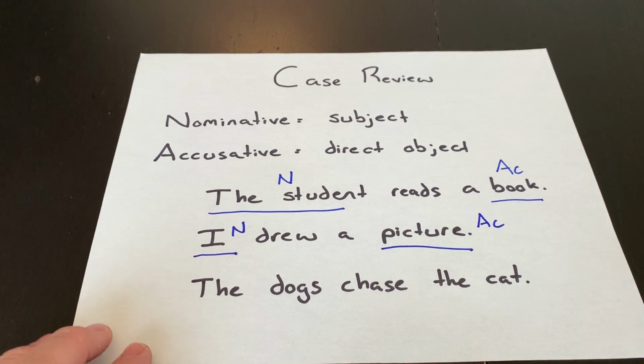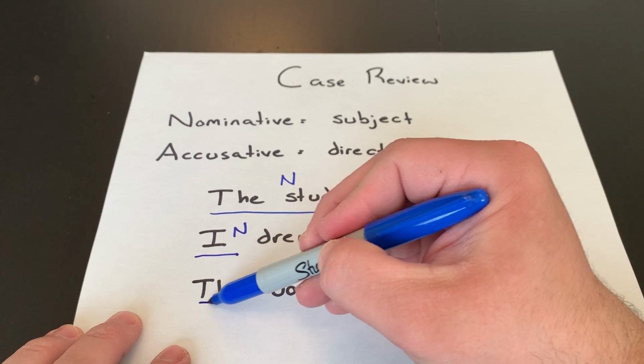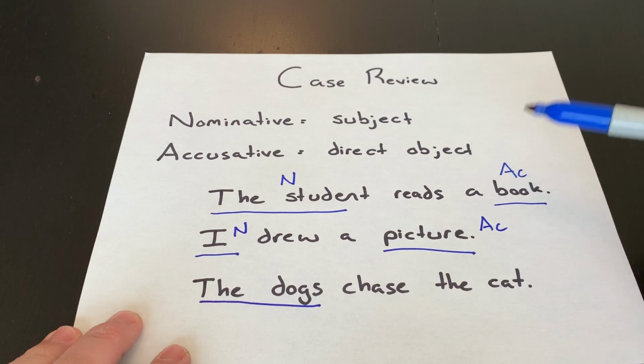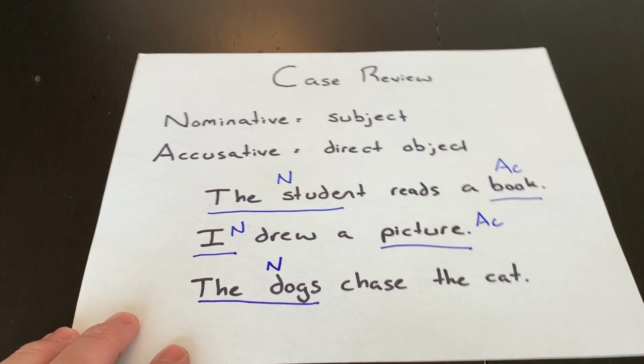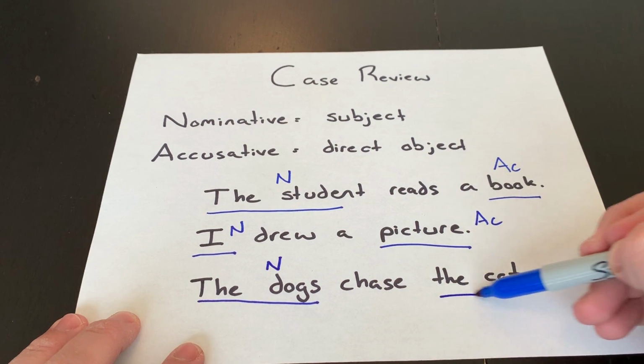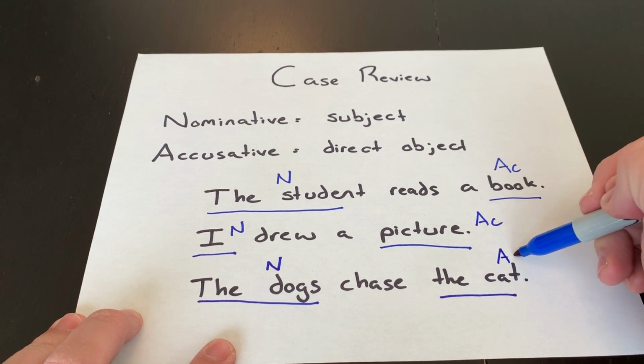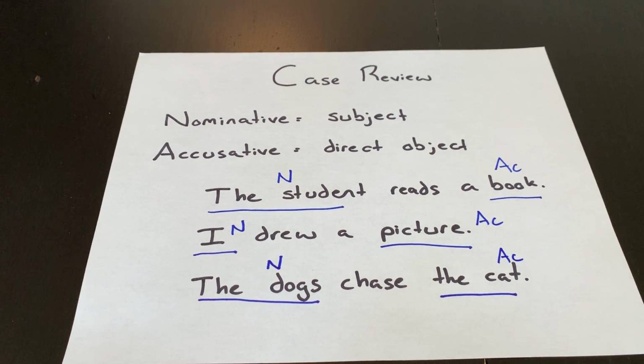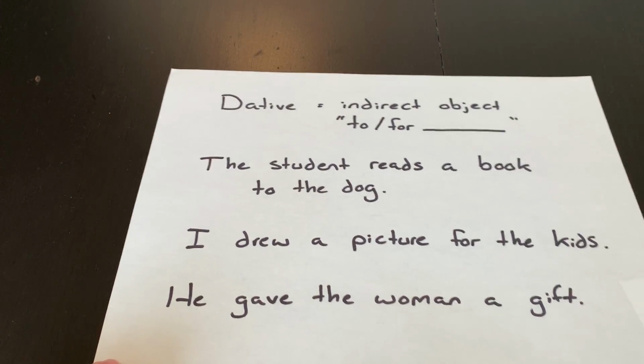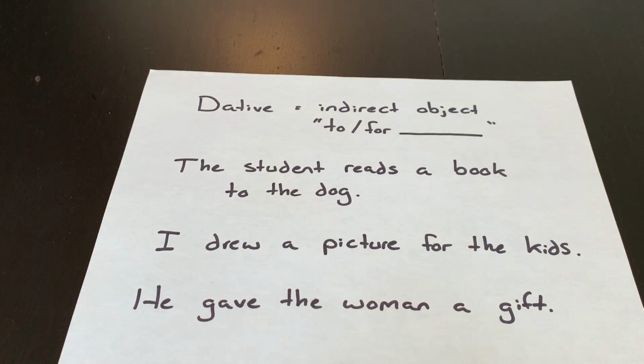And the last one, the dogs chase the cat. The dogs are the subject, they're doing the chasing, so they are nominative. The cat is the direct object because it is being chased, and thus the cat is accusative. So those are the two cases that we had earlier in the year, and now we're going to introduce a third case. That case is called the dative case, and it is used to show the indirect object.